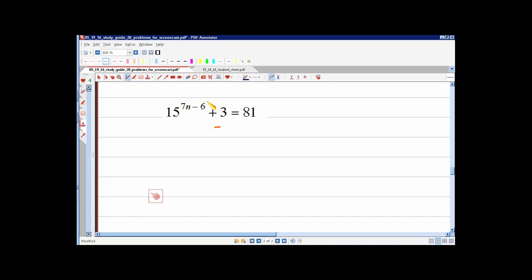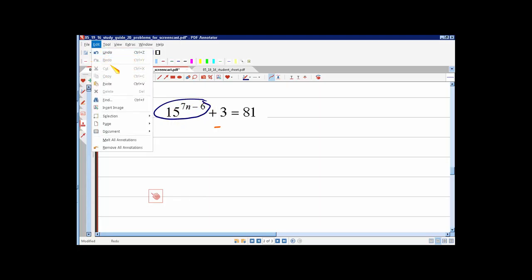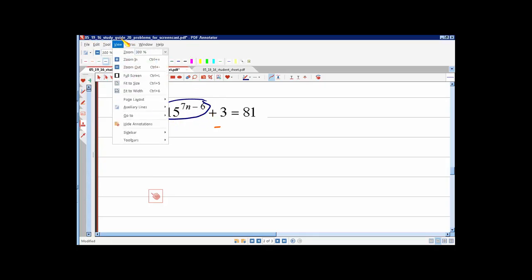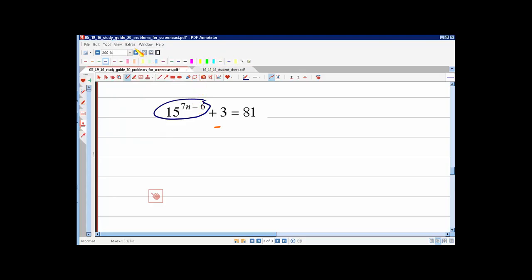What you're going to try to do is isolate the term with the exponent, and then take the log of both sides with a base equal to the base of the term that has the exponent. Because that's going to cause the 7n minus 6 to come out of the exponent, and you'll be able to then solve the equation. So the first thing for this one, I would subtract 3 from both sides.